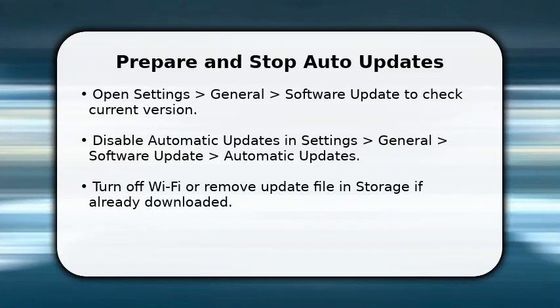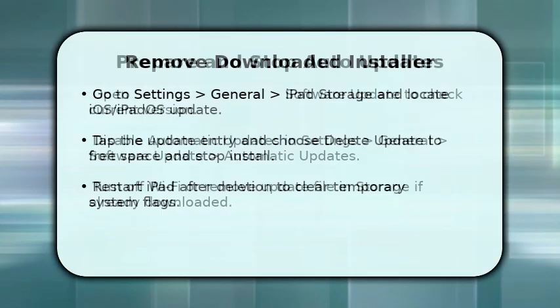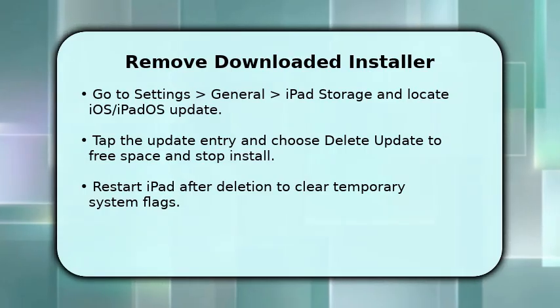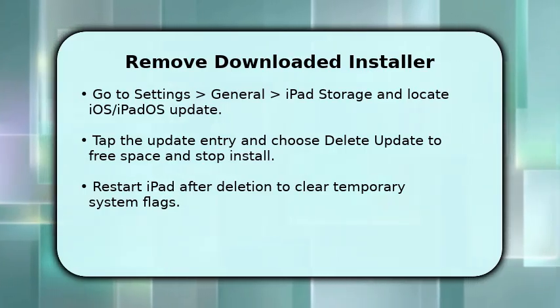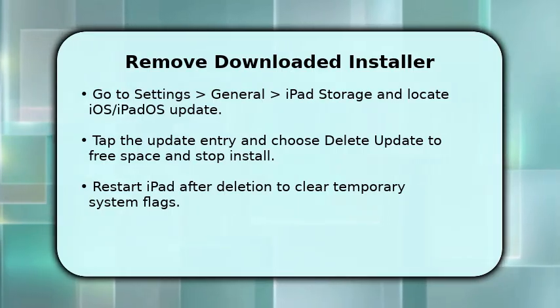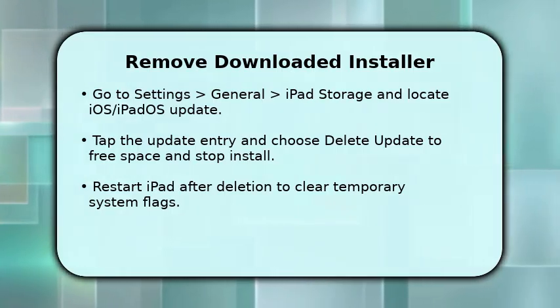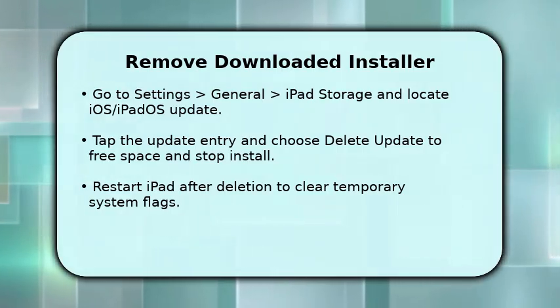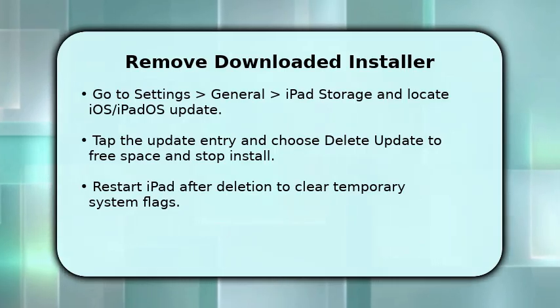Now remove any installer the system already fetched. In Settings, open General and tap iPad Storage. Look for the iPadOS update entry labeled with the version number. Tap it and choose Delete Update. This removes the downloaded package and prevents automatic installation.